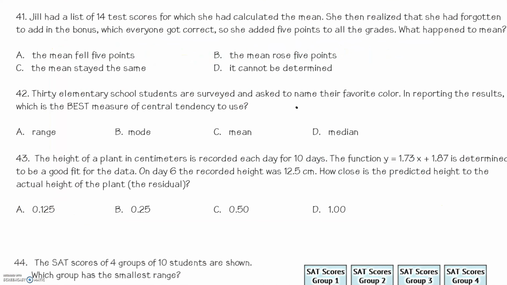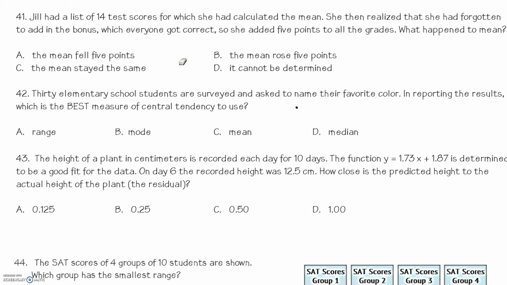Jill had a list of 14 test scores for which she had calculated the mean. All right, so right there's a key word that you need to remember, and that's mean. Mean is found when you have a set of values, you add them all up and divide by the total number that you have. Okay, so she then realized that she had forgotten to add in the bonus, which everyone got correct, so she added 5 points to all grades. What happened to the mean?